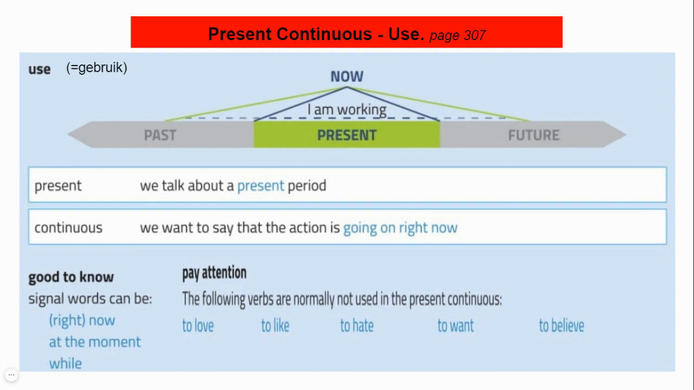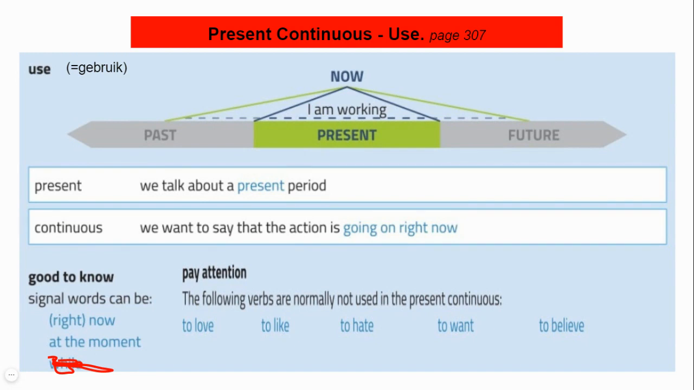Signal words for the present continuous can be now, nu, right now, ook in de betekenis van nu, at the moment, op dit moment. While mag je doorstrepen, want dat woordje staat hier niet echt op zijn plaats. What are signal words of signaalwoorden? Dit zijn eigenlijk hele dankbare woordjes. Ze verraden vaak welke tijd je moet gebruiken in de zin. Dus leer ze zeker uit je hoofd.